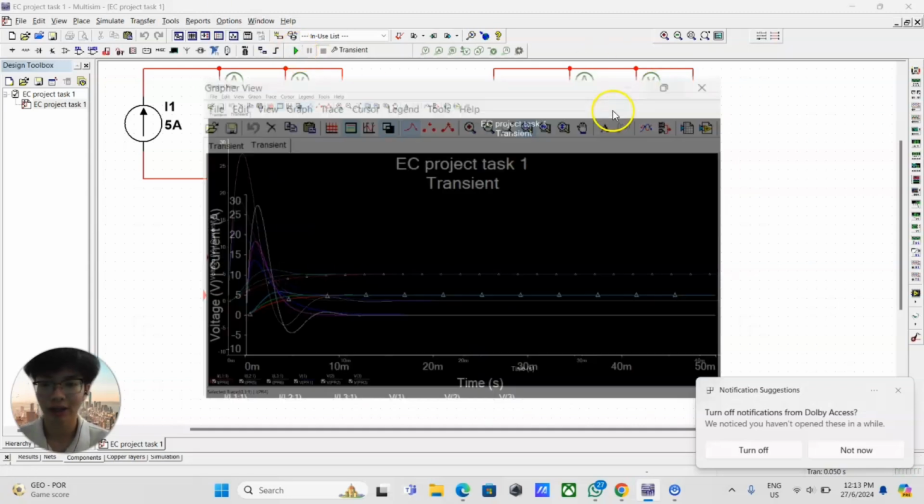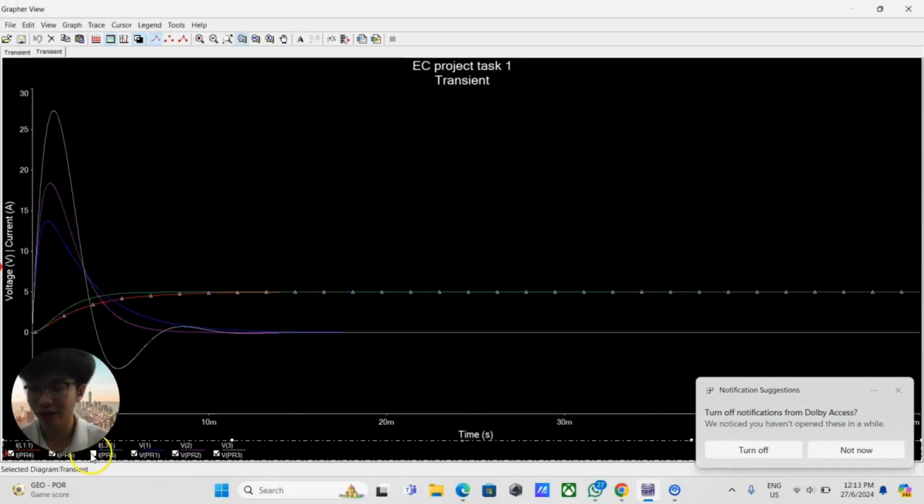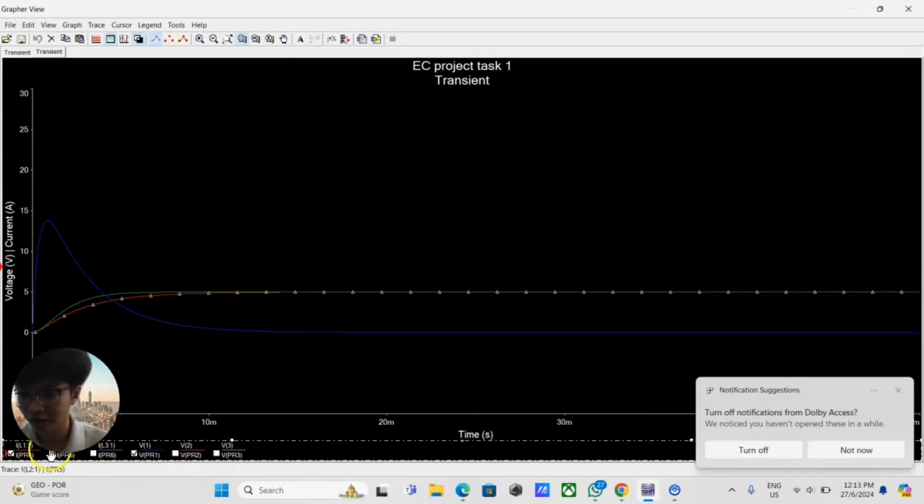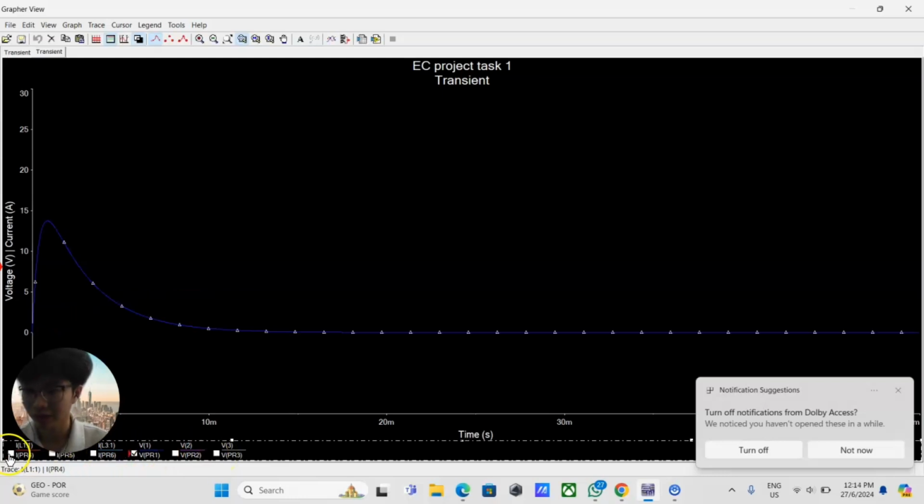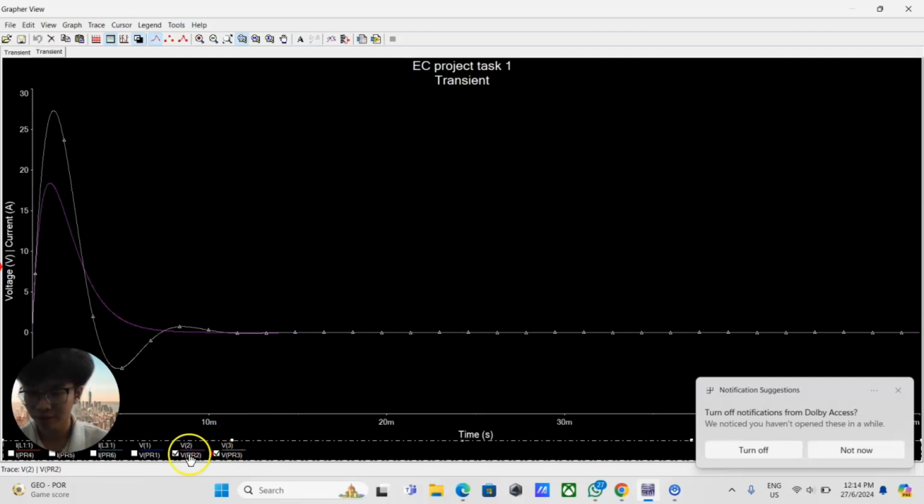After I run it, I can see that for V1, that is overdamped, so this is the graph for overdamped. For V2, this is critically damped, so this is the graph for critical damping. And for V3, it is underdamped, so this is the graph for underdamped.